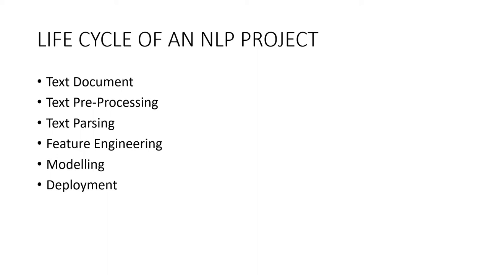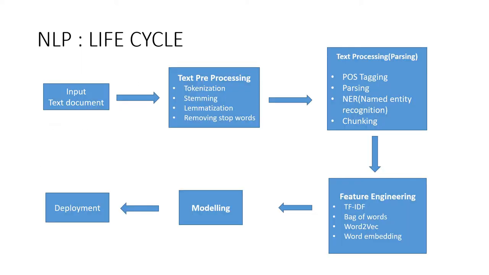Text document, that's the input. Text pre-processing, that is stemming, lemmatization, tokenization, all those things come under text pre-processing. Text parsing is there, feature engineering is there, modeling is there, deployment is there. We have a separate video for the life cycle of an NLP project. This will completely explain that under text processing, POS tagging, parsing, NER, chunking, everything comes. Feature engineering has TF-IDF, bag of words, word2vec. It's discussed in a separate video. You can watch that video, life cycle of an NLP project, in the playlist.